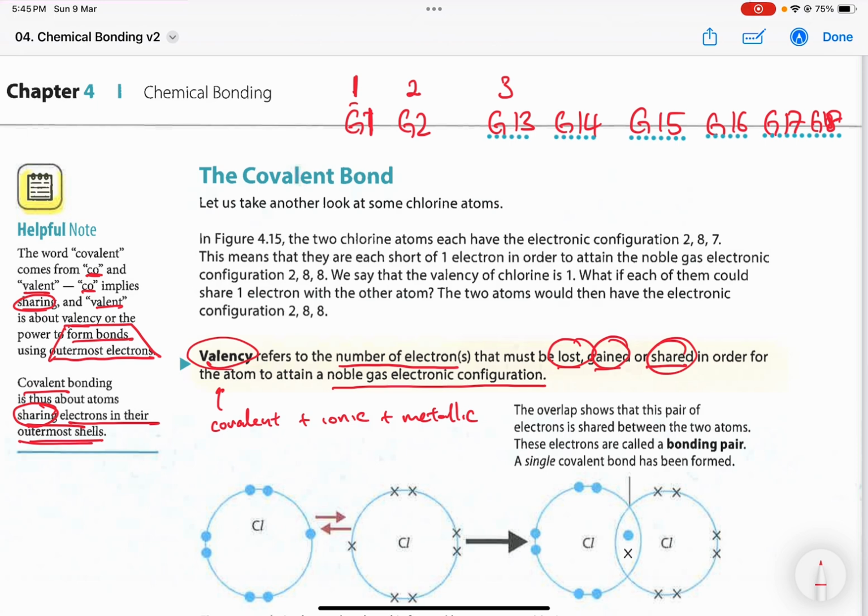Group 14 actually has a valency of 4. Now, group 14 doesn't form ions, so what is this 4 about? It represents the number of valence electrons that are involved in bonding itself. For groups 15, 16, 17, 18, the valency will go 3, 2, 1, 0.